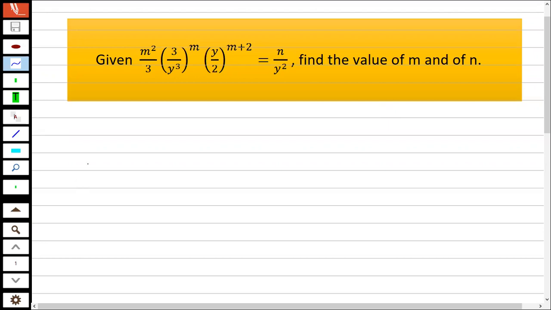If you ask me, this is not a big type of question. It's not a very problematic question. Actually, it's a very simple question, but you need to have some idea before you proceed. Look here. If you look at this question, this is the left hand side, and this is the right hand side.